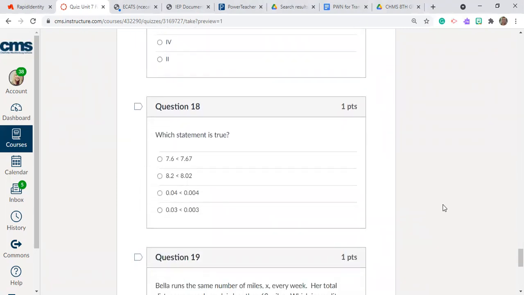Question 18. Which statement is true? 7 6/10 is less than 7 67/100. 8 2/10 is less than 8 200. 400 is less than 4,000. 300 is less than 3,000. Select the one that is true.